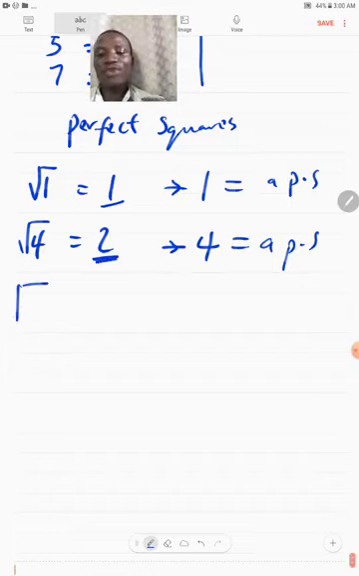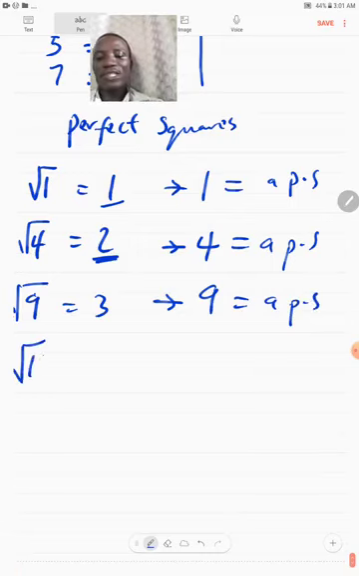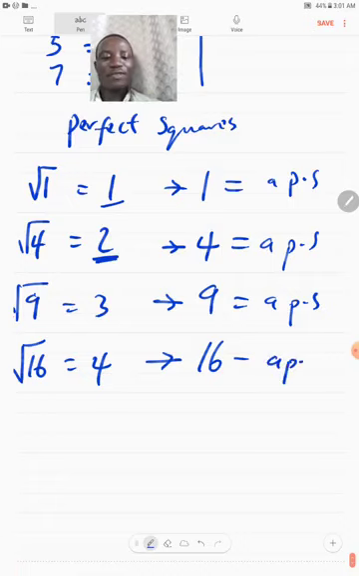Square root of 9 will give me 3. Therefore, 9 is a perfect square. Square root of 16 will give me 4. So because the square roots of these numbers are whole numbers, those numbers are referred to as what? Perfect squares. 16 is a perfect square.